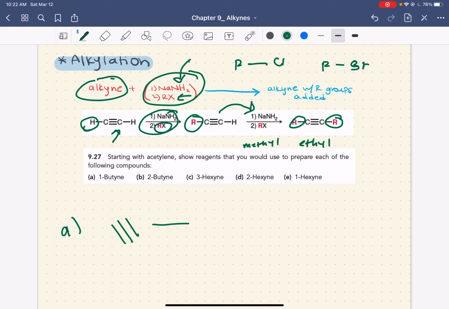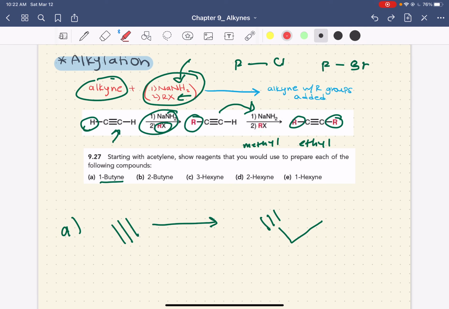Fantastic. What reagents do we need to treat it with if we want to form 1-butyne? This is going to look like this: 4 carbons where you have a triple bond at the end. Because this is butyne, you have 1, 2, 3, 4 carbons, hence the but. And there's a triple bond here at the 1 position, which is why we have that triple bond right there.